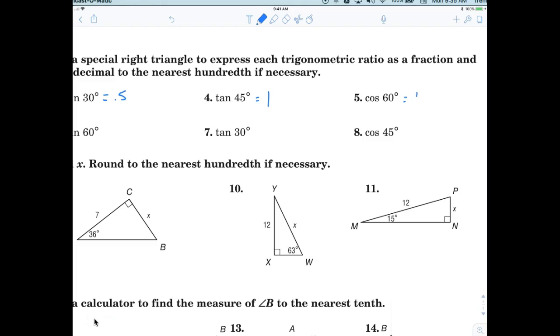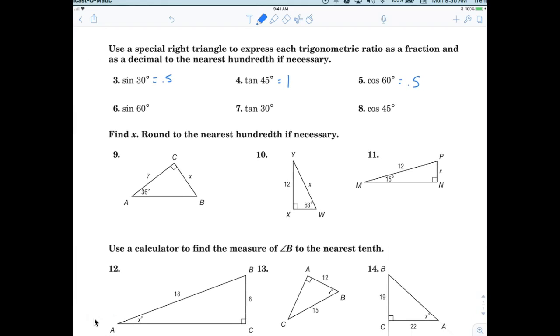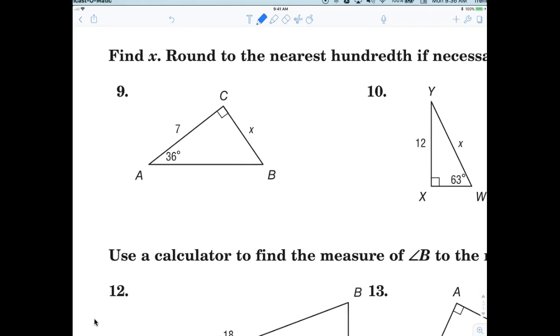What if it's like a really weird one, like 0.8866? You should have known that's square root of 3 over 2. Or you could round it to the nearest hundredth. All right, I need everybody to stop now and look at number 9, the last example problem.